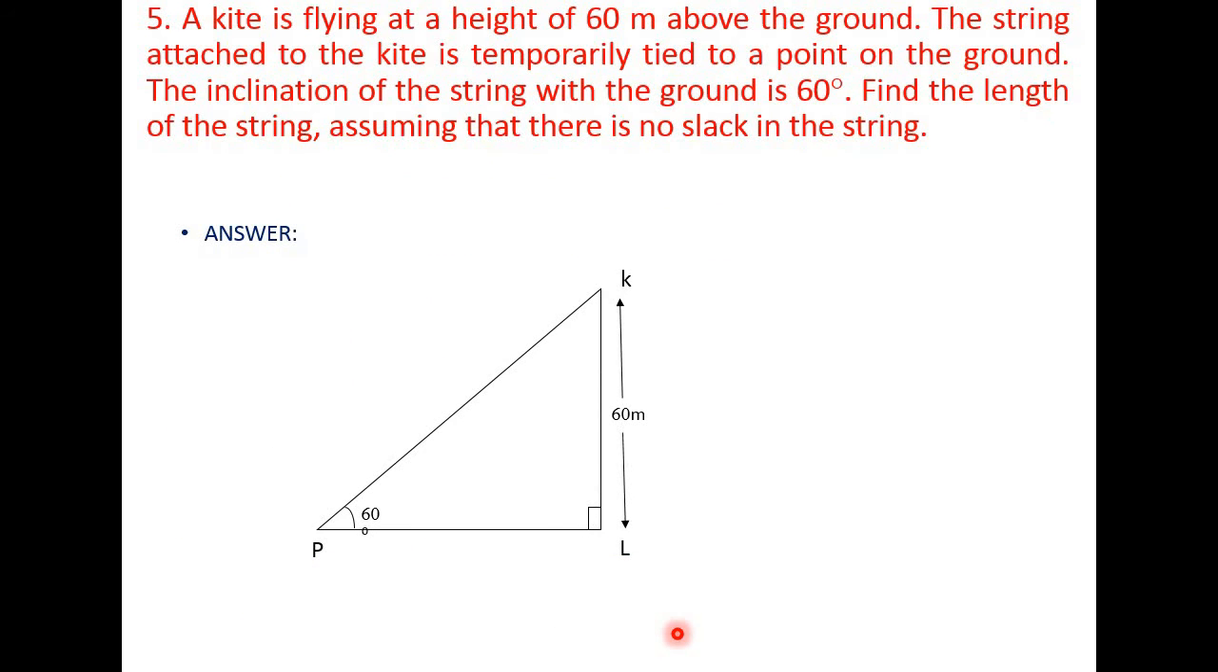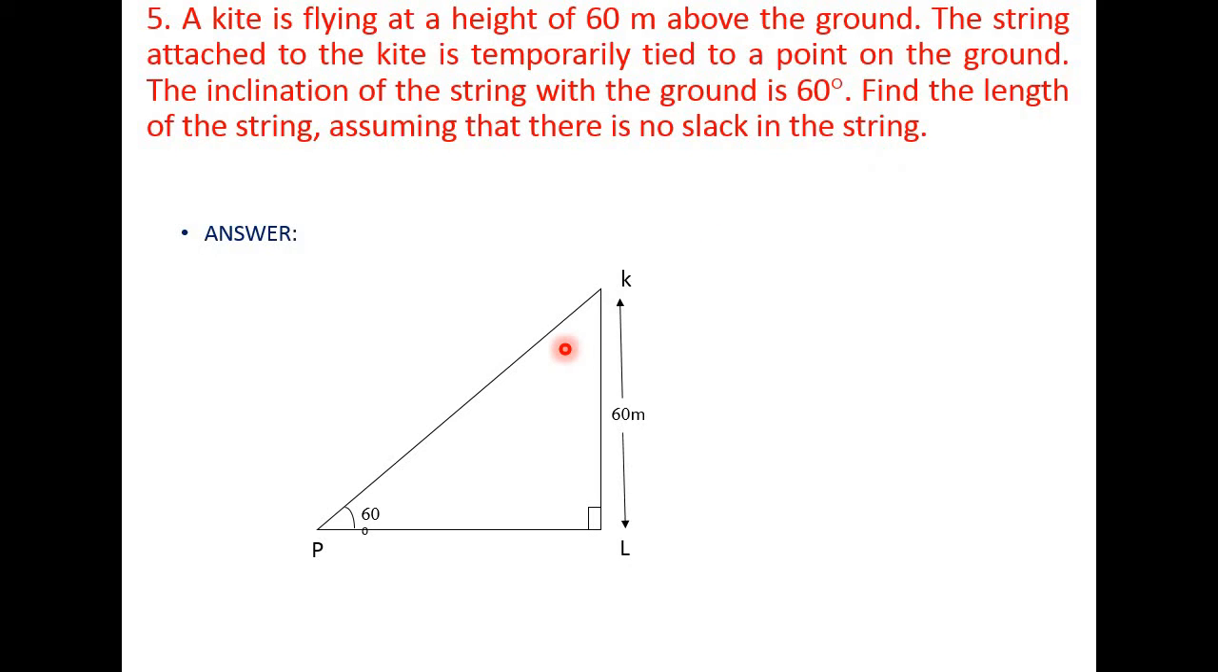Let us move to the next problem. A kite is flying at a height of 60 meters above the ground. The string attached to the kite is temporarily tied to a point on the ground. The inclination of the string with the ground is 60 degrees. Find the length of the string, assuming that there is no slack in the string.